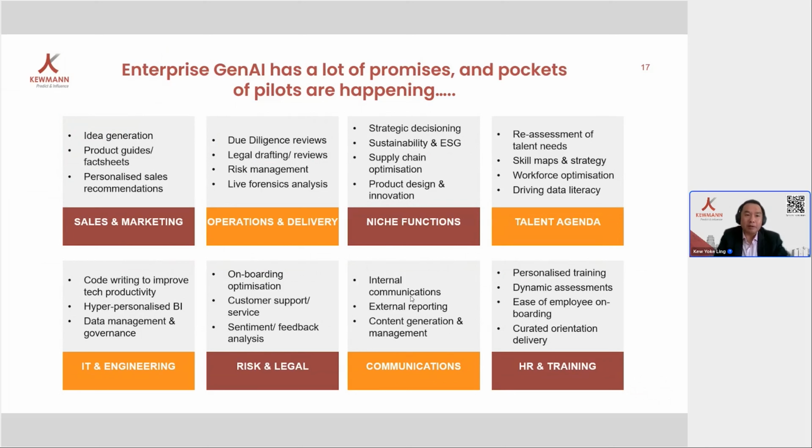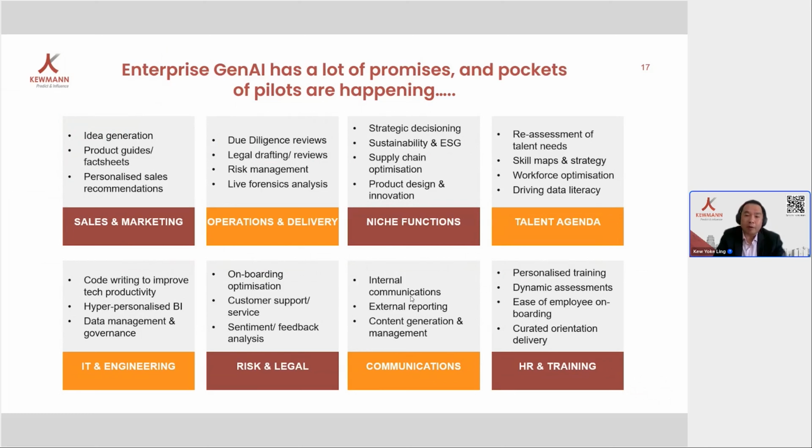So some examples: for marketing, there is idea generation. You can get generative AI to do product guides, to generate fact sheets, right? And to also generate personalized sales recommendations. For example, who are we supposed to visit in the afternoon. So those are some of the things that are pretty good for generative AI to work on.